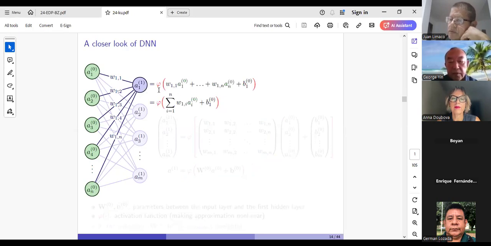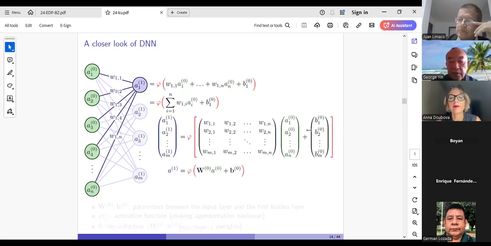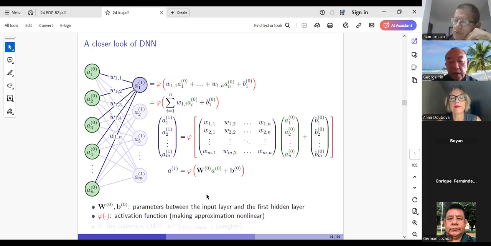And then you are using the so-called activation function. This part is what we call the weight, and this part is the bias. So you take the linear combination plus the bias, and then you use the activation function. You can write it in the following way. Well, this is a large dimensional thing, really. But the activation function basically makes the approximation nonlinear. This is how the layers are related.